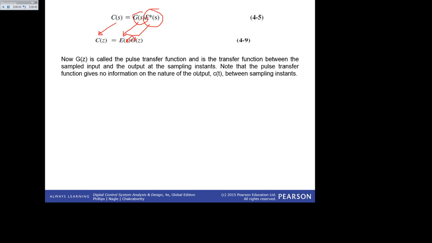That's all. So now this GZ that you see here is the pulse transfer function, and this is the transfer function between the sampled input and the output at the sampling instants. Yeah, the output at the sampling instants. That's all. Easy as that.